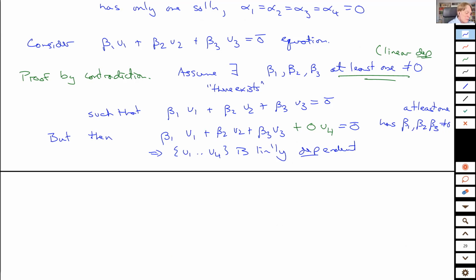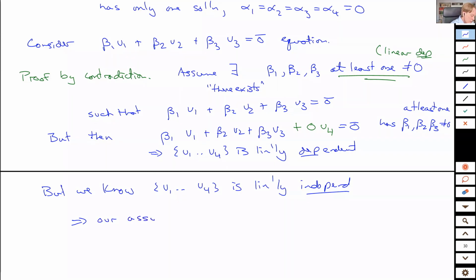So this is saying, hey, if the smaller set is linearly dependent, then that means the bigger set also has to be linearly dependent. But we know V1 to V4 is linearly independent, which means that our assumption was wrong. Which assumption? This assumption here is wrong. It must be wrong.